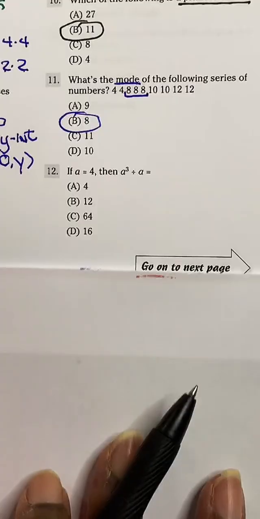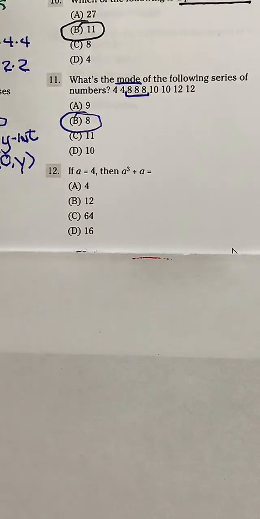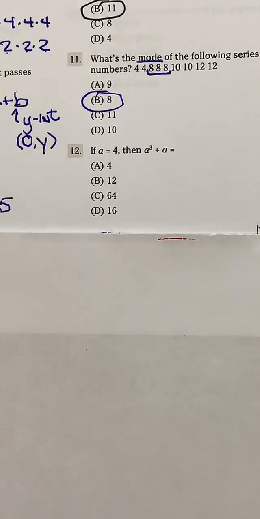All right, last problem. Yes, last one for today. I know. If A equals 4, then A cubed divided by A equals what? Is it A, 4, B, 12, C, 64, or D, 16?